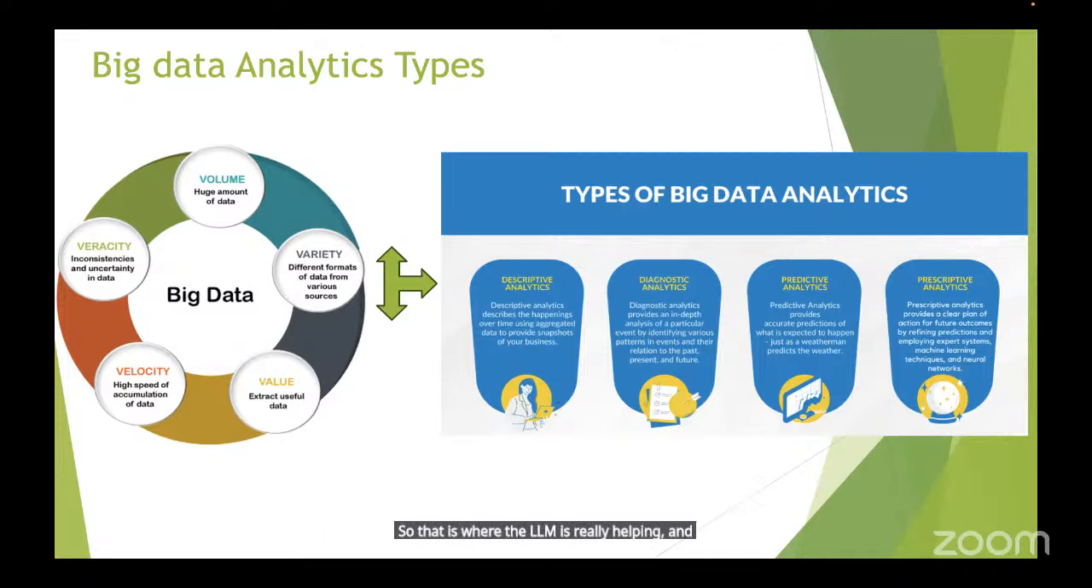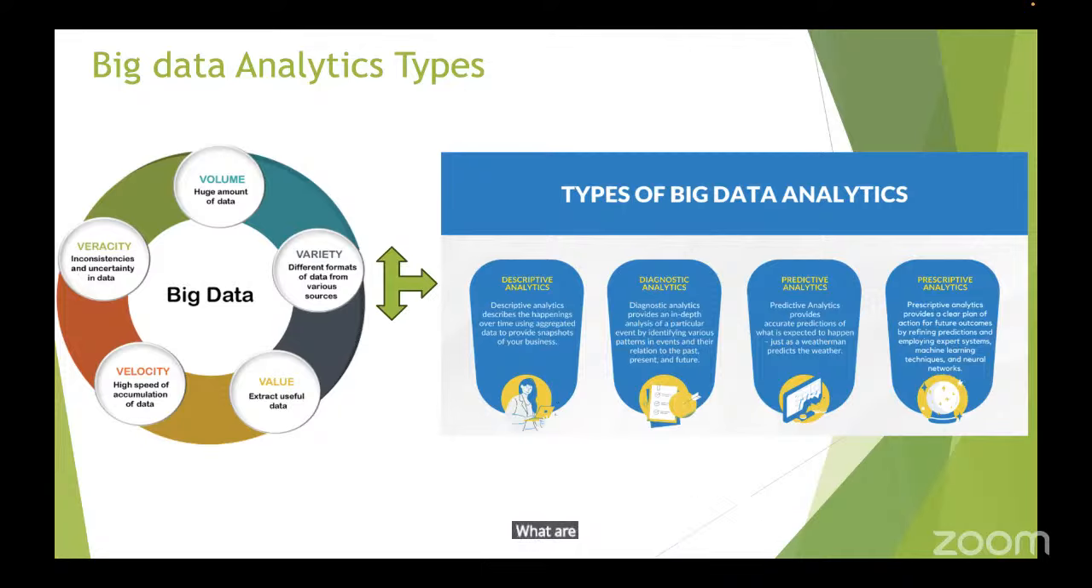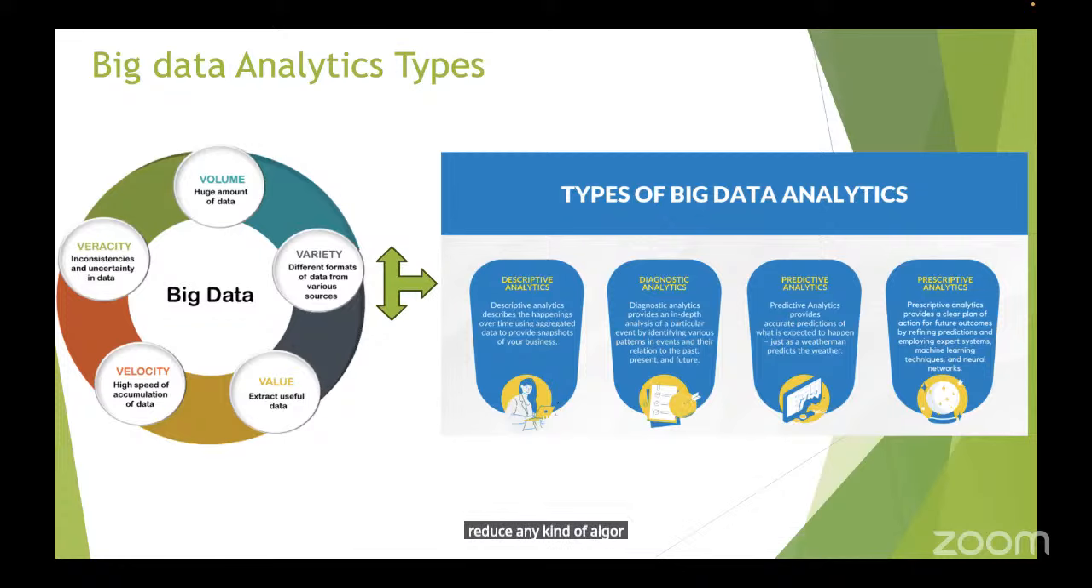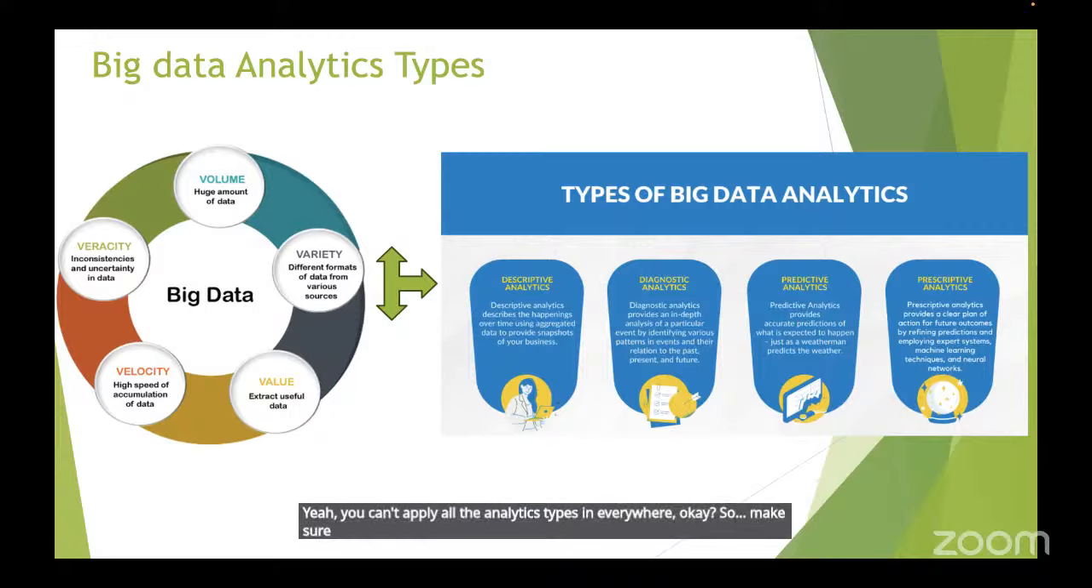Data science also uses a lot of LLM models to tell me the clear set of actions I need to perform. It uses machine learning techniques, LLMs, neural networks, any kind of algorithms to achieve that. It depends on the organization; it differs. So that's the main thing you need to understand, the analytical types. Based on the requirement, you have to choose a specific analytics type. You can't apply all the analytics types everywhere. Make sure that you choose the right type for the right requirements and get the results.